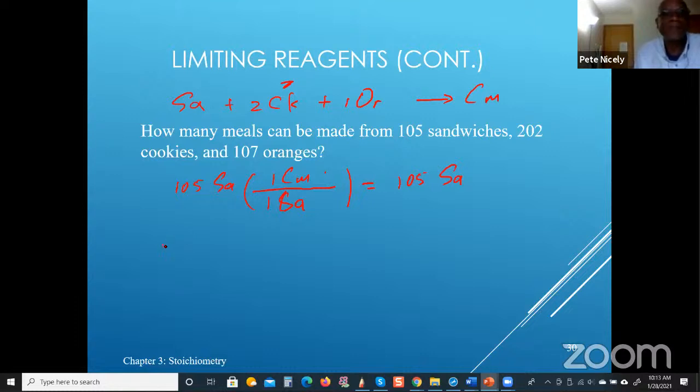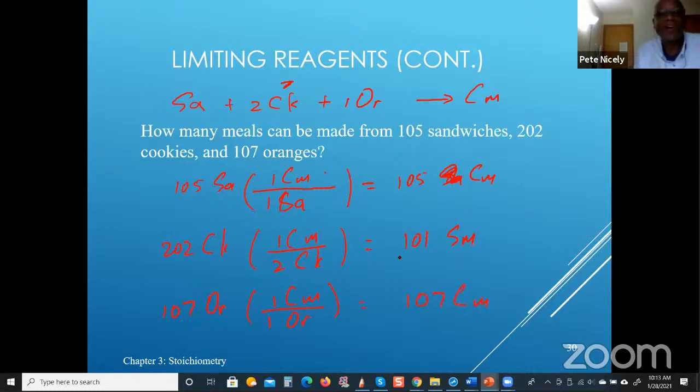Then we have 202 cookies. According to the relationship established by the equation, 1 complete meal divided by 2 cookies would be the ratio. So this is going to give you 101 complete meals for the 202 cookies. Oh, my bad, I wrote sandwiches there, it should be complete meals. And then finally, 107 oranges, I would multiply that by 1 complete meal divided by 1 orange. That will give you 107 complete meals.